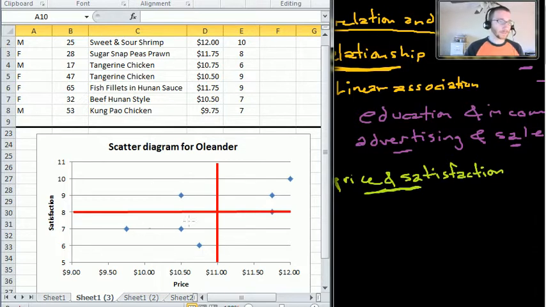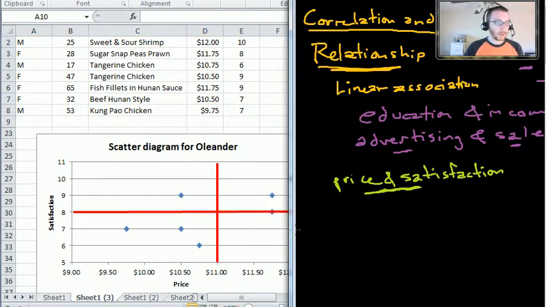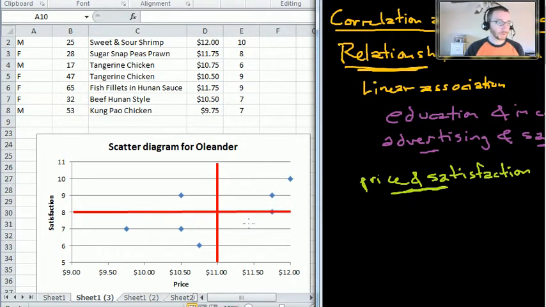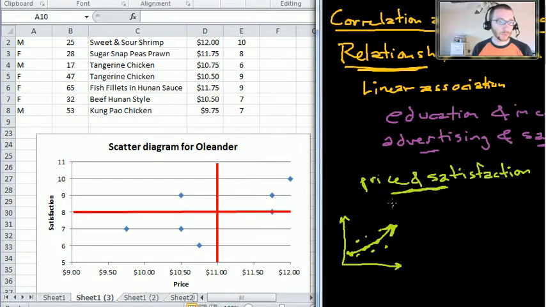What we can see here is that we have 7 data points: 1, 2, 3, 4, 5, 6, 7. We have a lot down here in this lower left quadrant and some up here in the upper right quadrant. We have none in the lower right and only 1 in the upper left. So it looks like at lower prices we have lower levels of satisfaction, and then as we go up to higher prices we have higher levels of satisfaction. And it's not perfect, right? We have dots around here, but generally we have an upward sloping relationship.